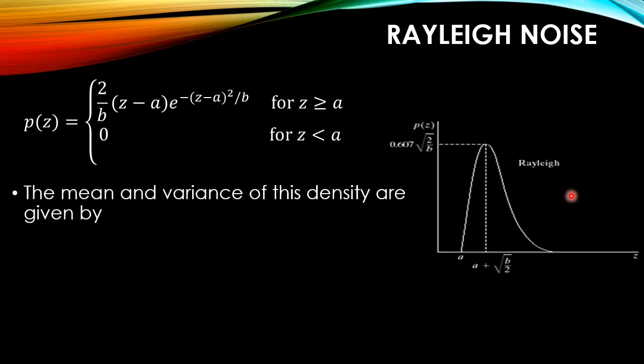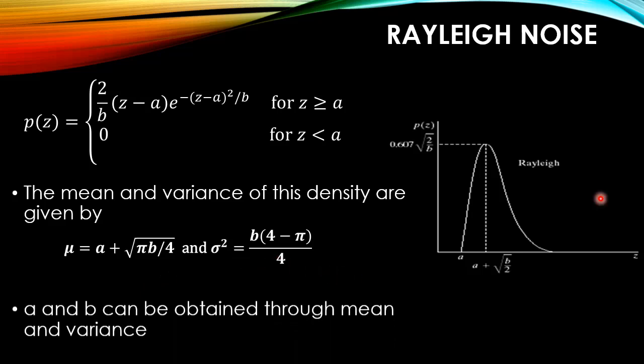The mean and variance of this density are given by these equations. Mu is equal to a plus root of pi b by 4, and sigma square is equal to b into (4 minus pi) by 4. And a and b can be obtained through the mean and variance.